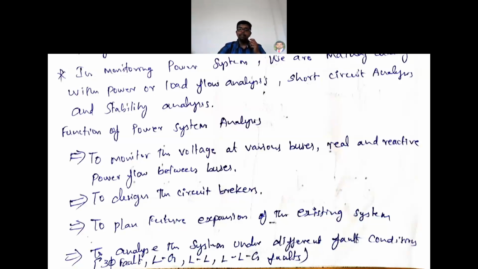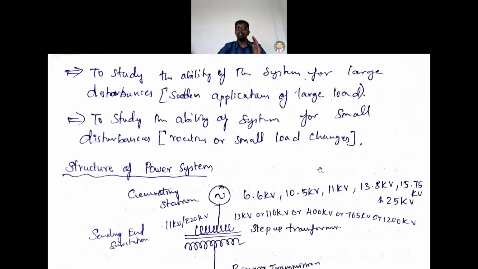Next, to analyze the system under different fault conditions. Fault conditions in the sense, say for example, three-phase fault, we need to analyze. Next, line to ground fault, line to line fault, double line to ground fault. So these are the faults. What are the causes of the faults, you studied in the earlier classes, so no need of explaining.